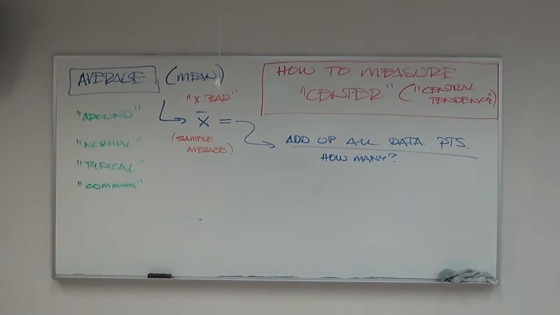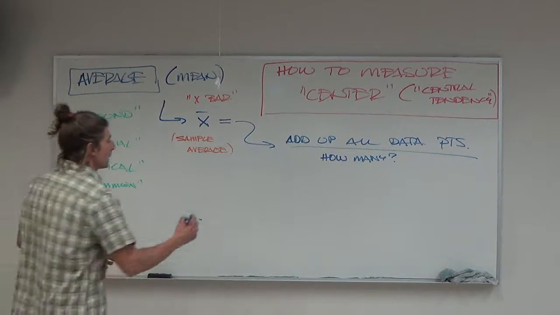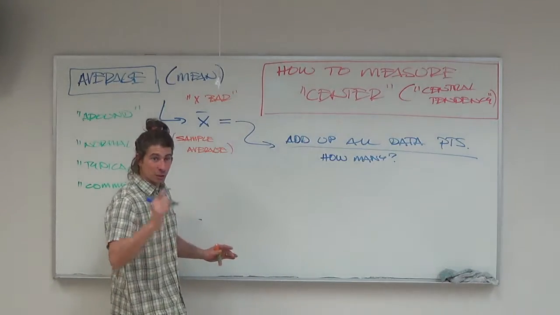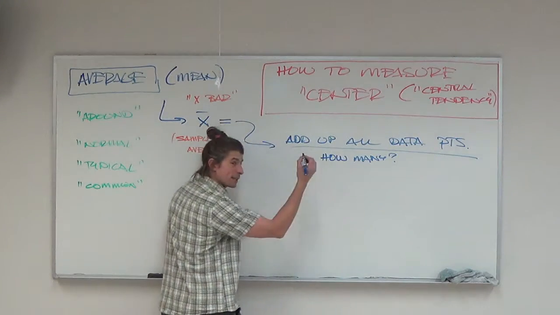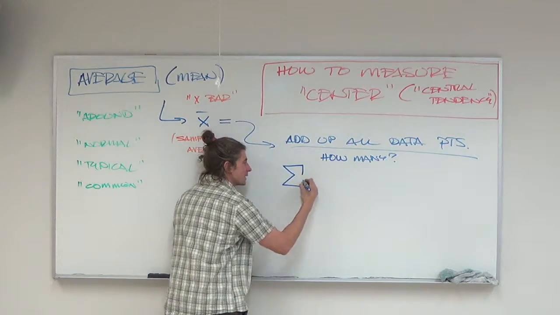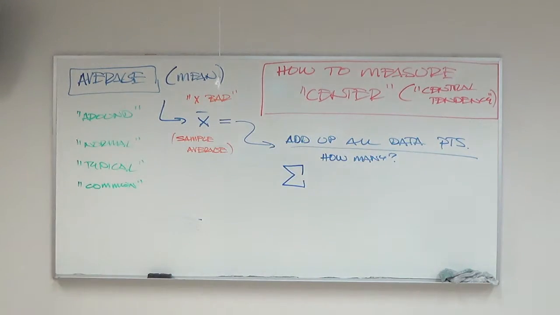So let's put some symbols in our vocabulary right now. That'll help us throughout this term. That'll come back again and again to us. Adding up all the data points. Whenever you add anything in mathematics, there's a very special symbol that gets used. You may have seen this before. It's the Greek letter sigma, capital S in Greek.